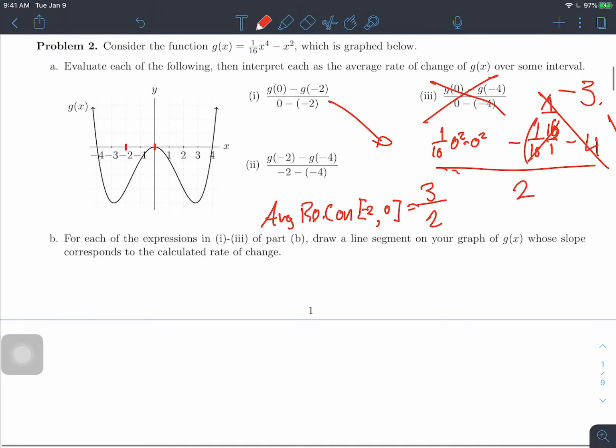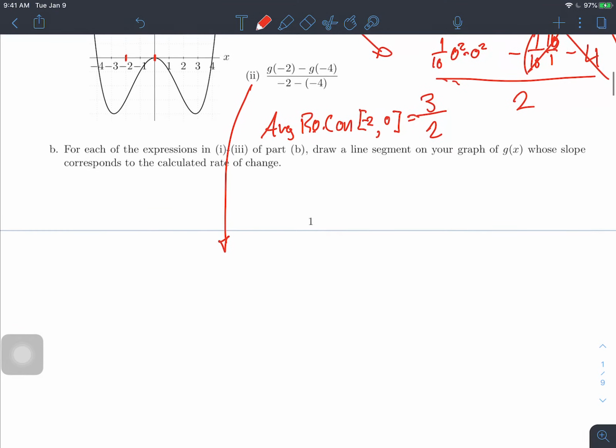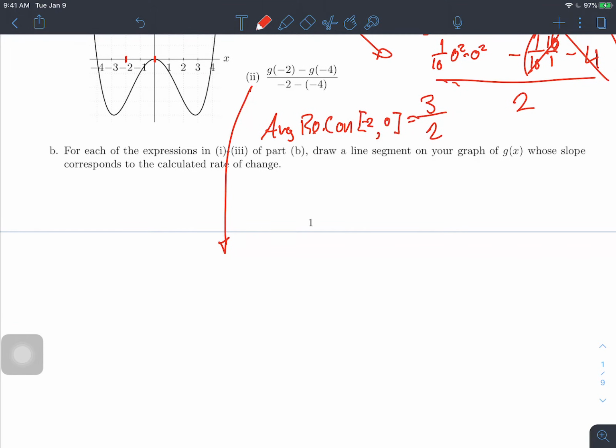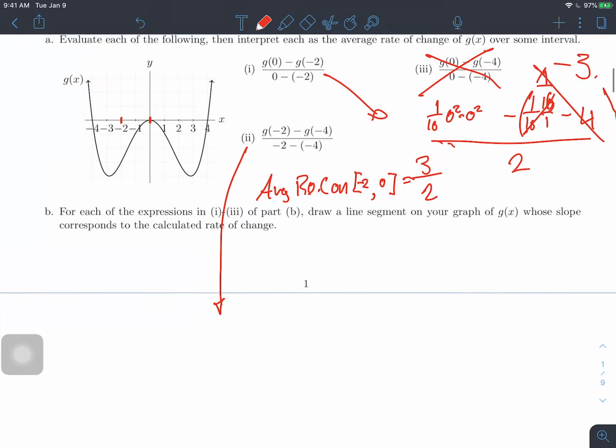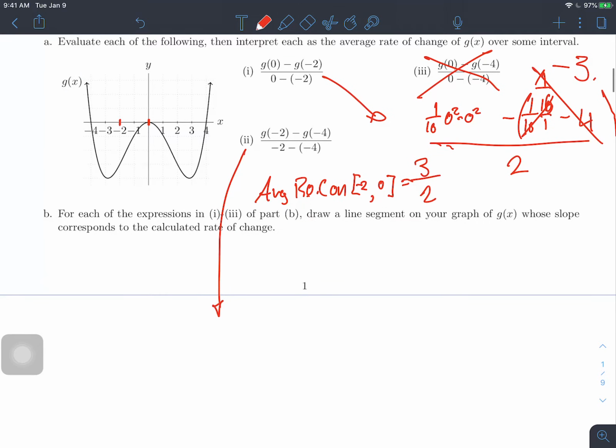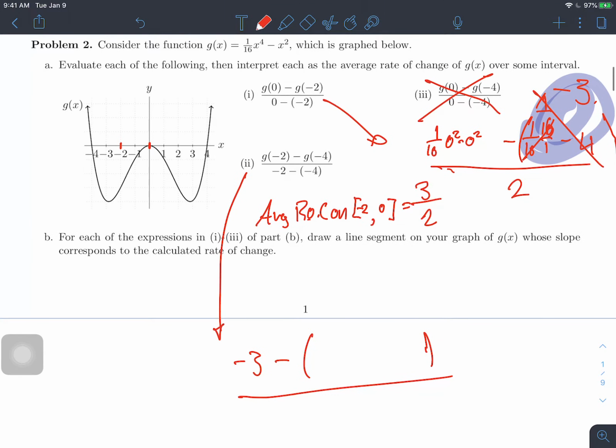Okay, let's do the next one, which I'm going to write down here. So we want to do g of negative 2 minus g of negative 4. So g of negative 2 we already figured out. So I'm just going to take this thing right here. I know that's g of negative 2. And I'm going to plug it in down here. So I get negative 3 minus, now what goes inside these parentheses should be g of negative 4. Okay, so we're going to plug in negative 4. So we get 1 over 16.